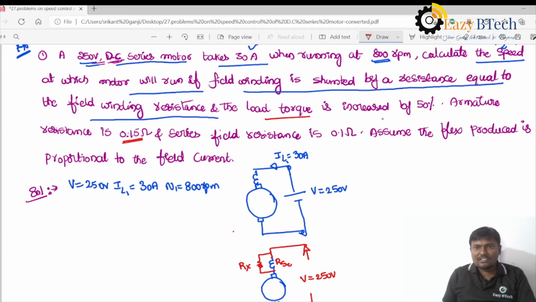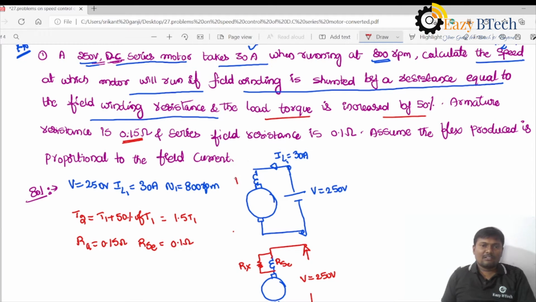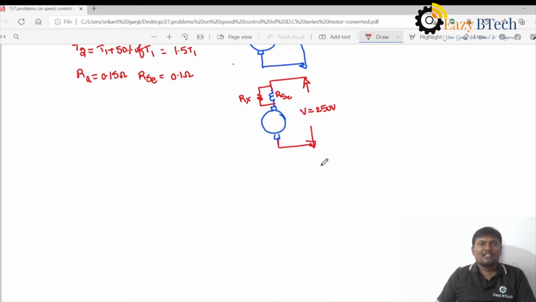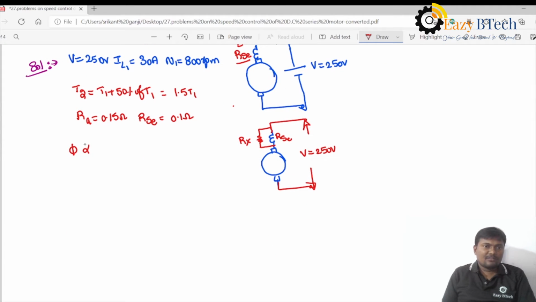Next, the load torque is increased by 50%. So T2 is equal to T1 plus 50% of T1, that should be equal to 1.5 times of T1. The armature resistance is 0.15 ohms and the series field winding resistance is 0.1 ohm. Assume that the flux produced is directly proportional to field current.